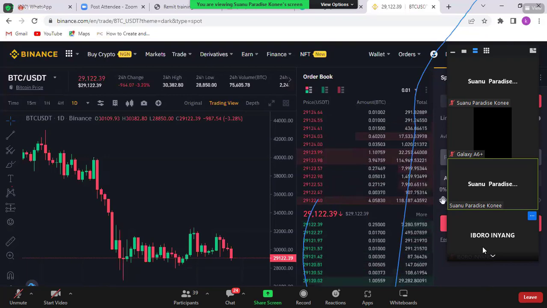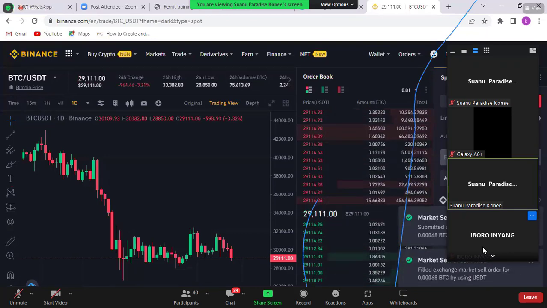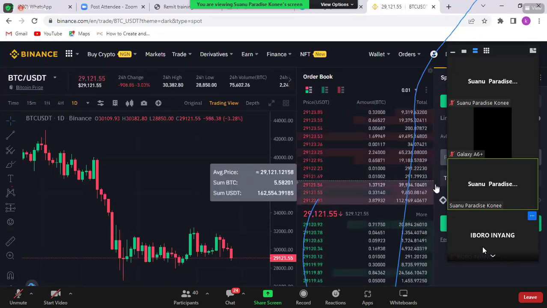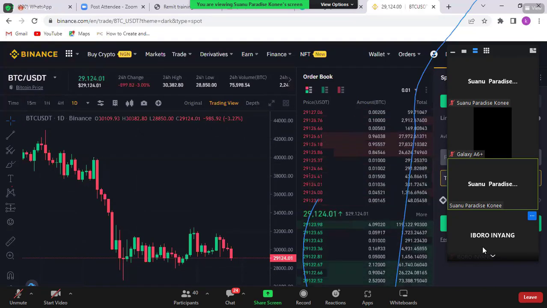So let's assume I want to sell and then I click on 100%. Sell 100%. And immediately I click sell BTC, automatically it sells everything for me. So when I click on buy again, you can see that my money is back to 45. Automatically it is back. So what this tells you is that once you are on market order, when you place the trade, it buys for you immediately or it sells for you immediately. It does not waste time.